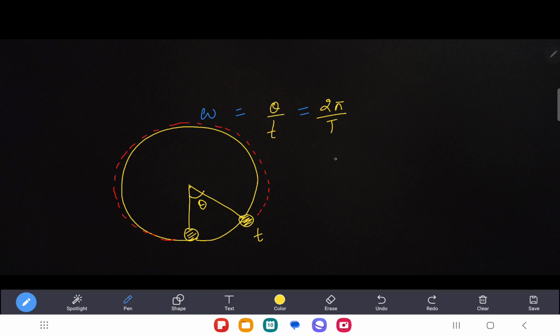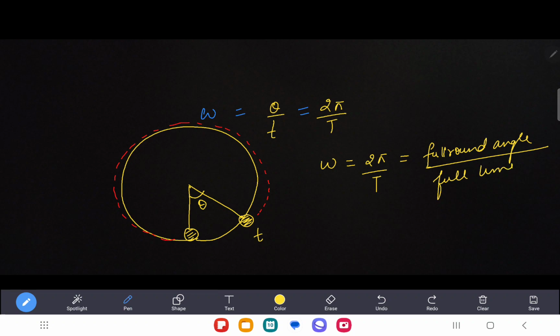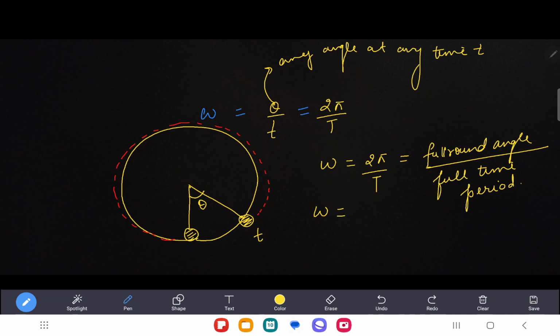And when it is 2 pi over time, we can also write that down separately, because here we are considering the full round angle over the full time period. And here we are covering any angle at any time t. Yes or no? So omega shall be 2 pi over T.